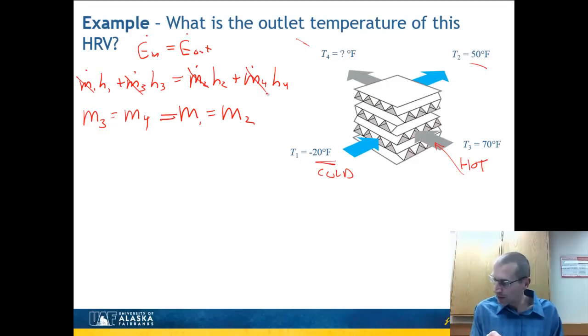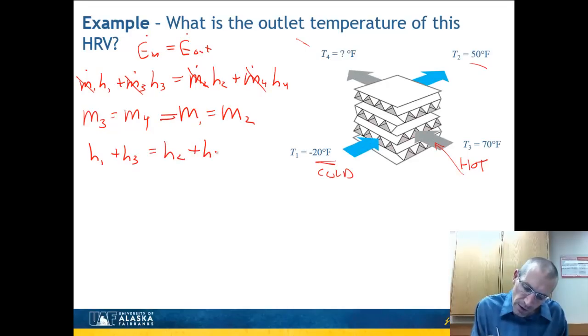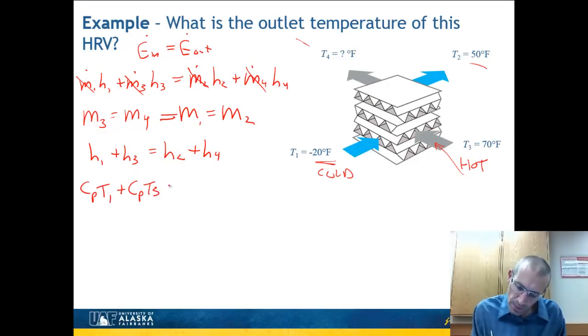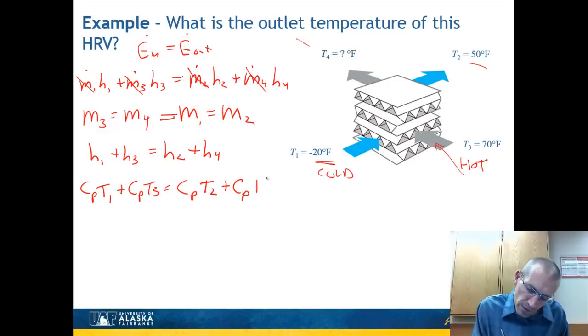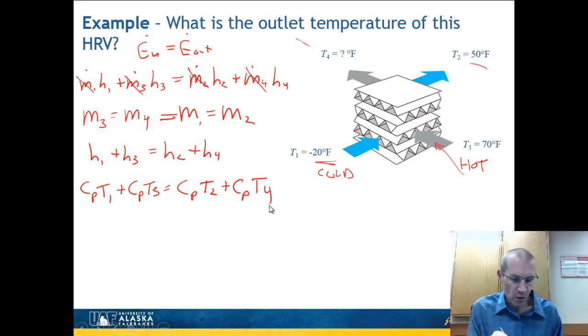So what I end up finding out now is that I have H1 plus H3 equals H2 plus H4. And if this is air, I can replace this with Cp. So Cp_T1 plus Cp_T3 equals Cp_T2 plus Cp_T4. And over this temperature range, heat capacity is pretty constant.